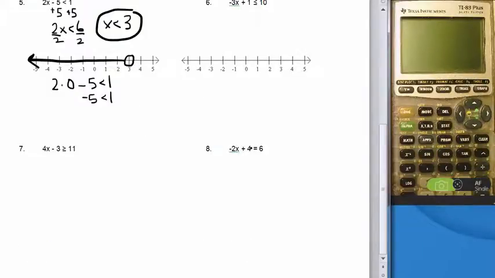One thing before you start number 8, there is a typo in number 8 on some of your worksheets. There's an equal to sign here. This should actually say less than or equal to. So before you start on problem 8, make sure you change this inequality to a less than or equal to sign.